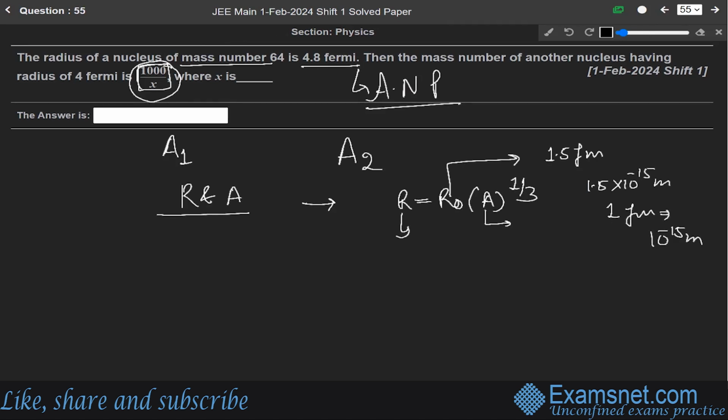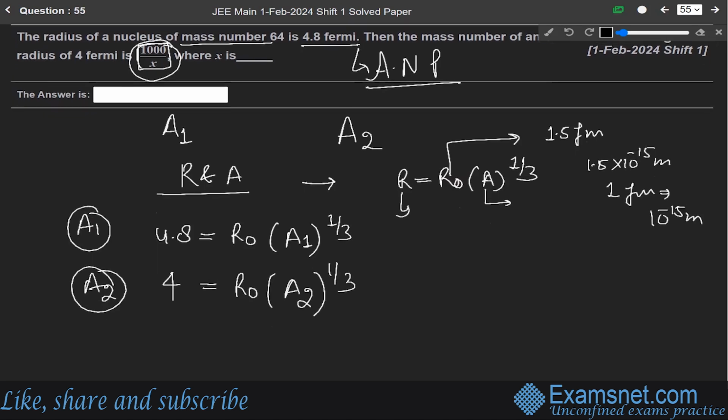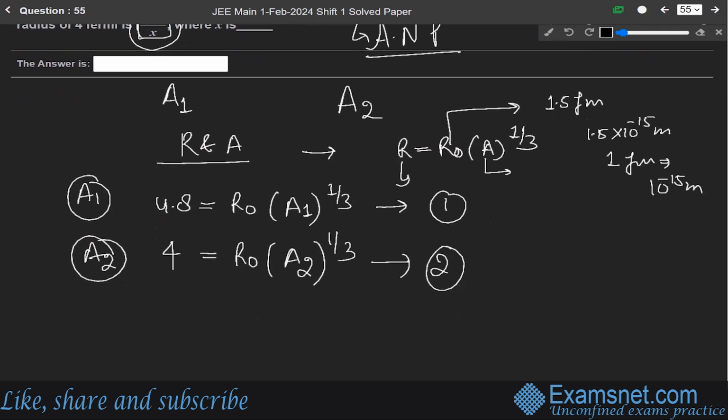Now coming back to the question, for nucleus A1 this R is given as 4.8 Fermi equals R naught into A1 to the power 1 by 3. For A2 it will be 4 Fermi equals R naught into A2 to the power 1 by 3. Now taking cube of both sides in equation 1 and equation 2 and dividing equation 1 by 2, we get 4.8 over 4 whole cube equals A1 over A2.